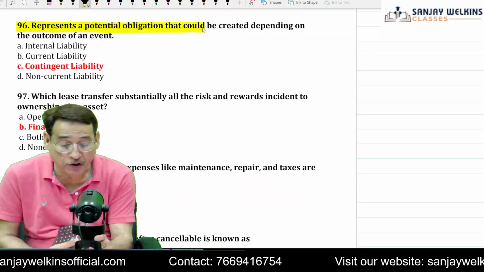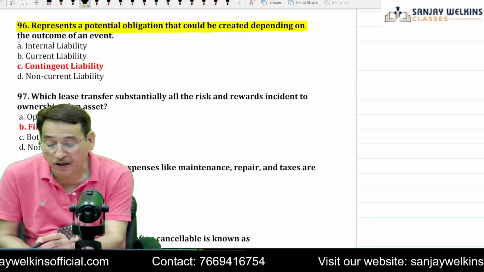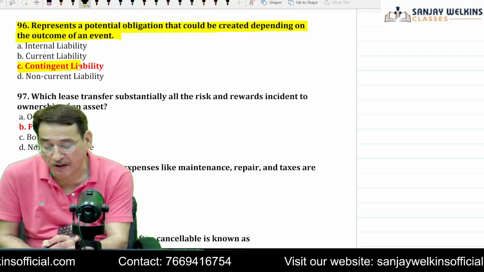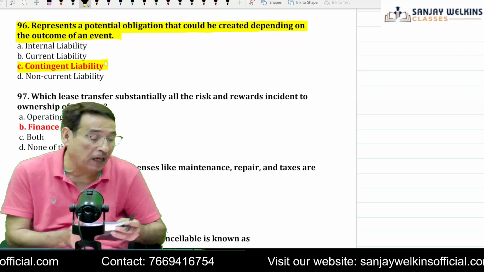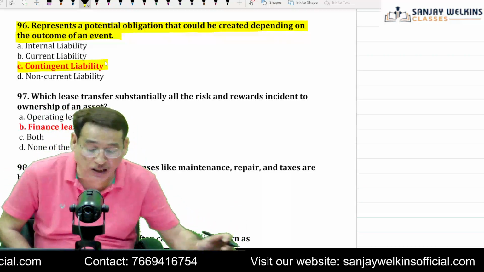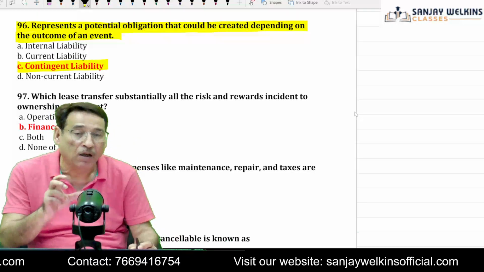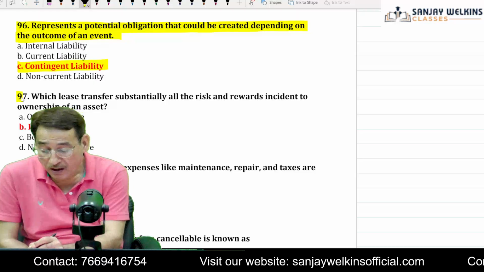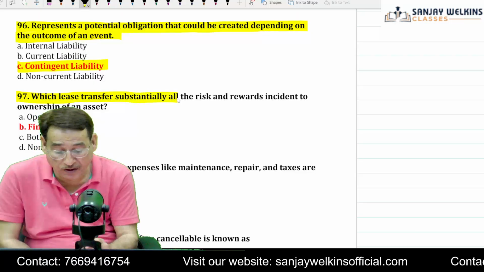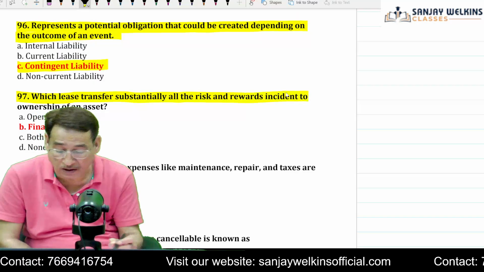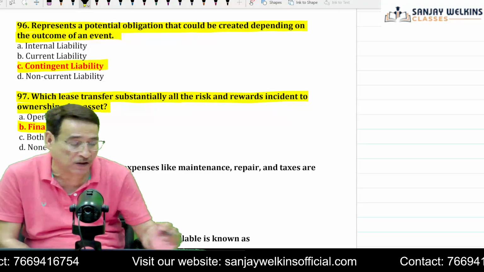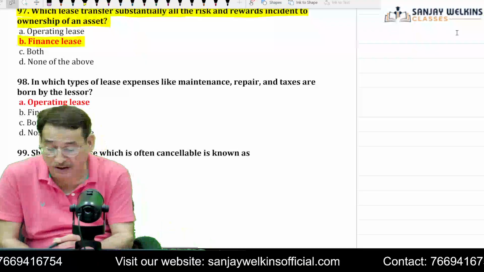Represents a potential obligation that could be created depending on the outcome of an event. Of course, it refers to contingent liability, because contingent liability, whether it will materialize into a liability or not, will be decided by the future outcome of events. Which lease transfers substantially all the risk and rewards incident to the ownership of an asset? Of course, finance lease. Under finance lease, all the risk and rewards are transferred.